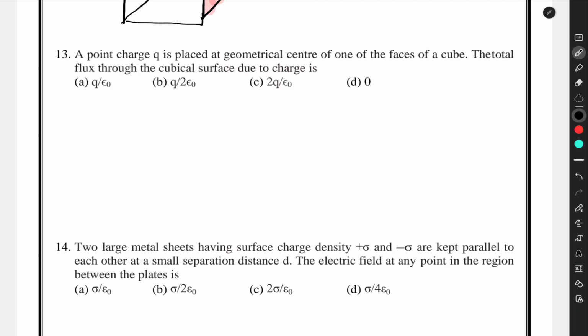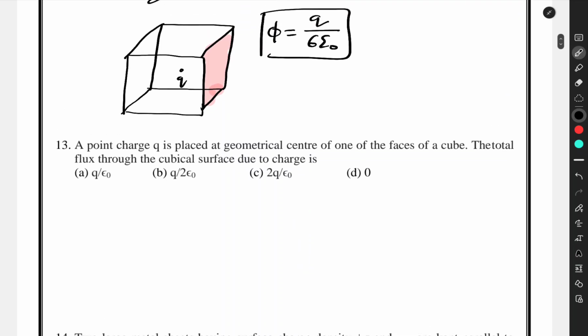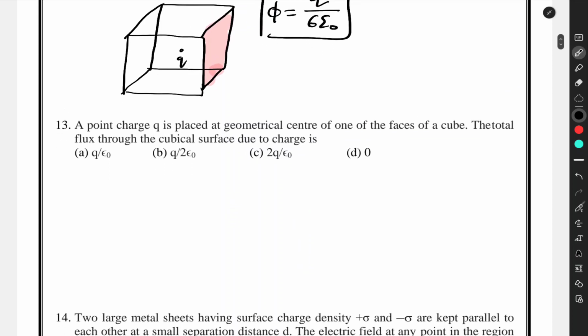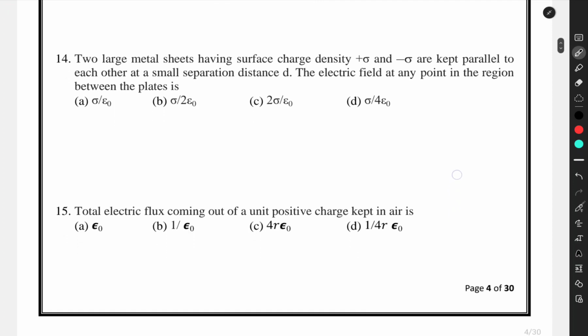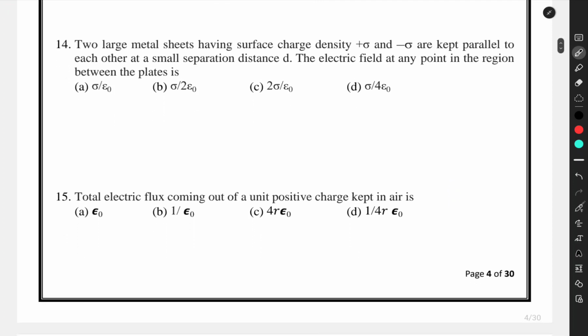The total flux through the cubical surface: if we consider the total cubical surface, electric flux will be Q by epsilon naught. It is a direct question. Option A, Gauss law. This is nothing but Gauss law. Yes. Next, 14th question.